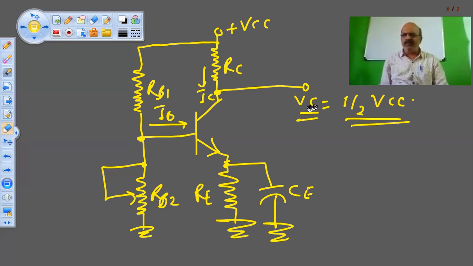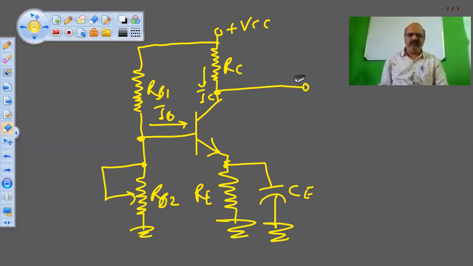You have to keep the operating point at the center of the load line. How to keep it at the center of the load line? Make VC equal to one half VCC. If VCC is 10 volt, make VC equal to 5 volt. So automatically your operating point comes at the center of the load line. Very easy to understand. Correct?